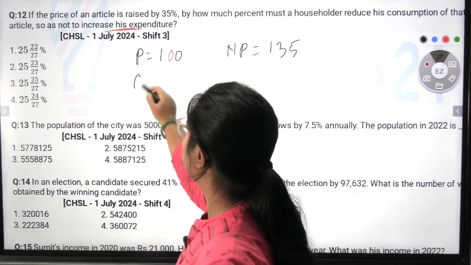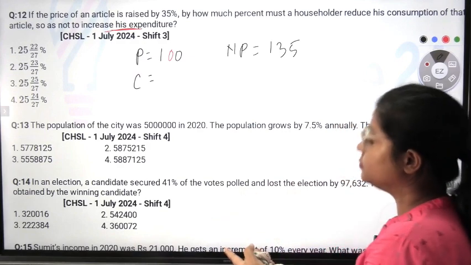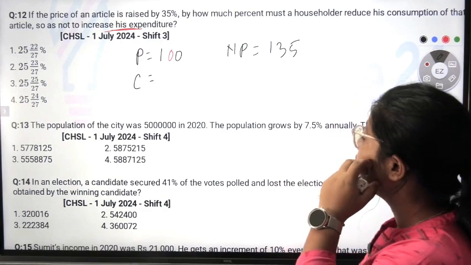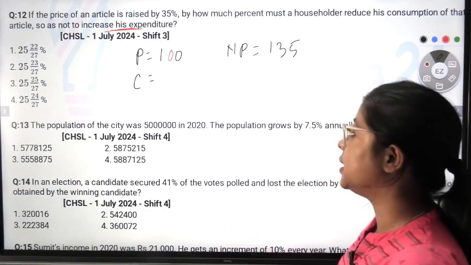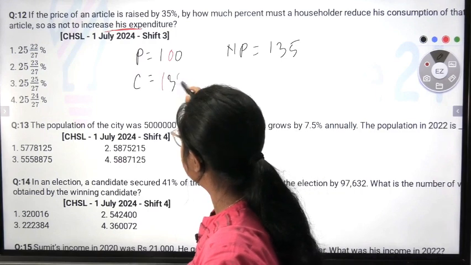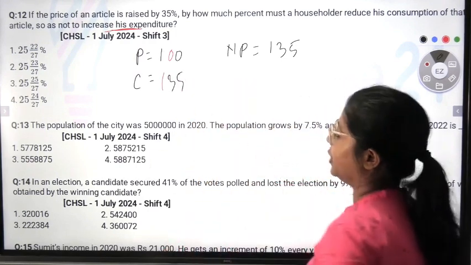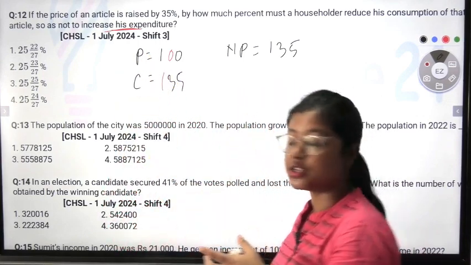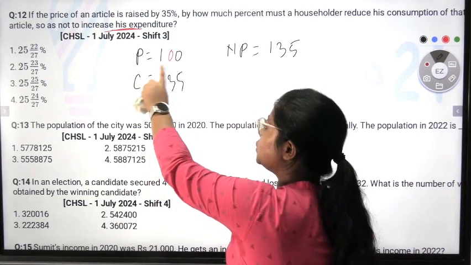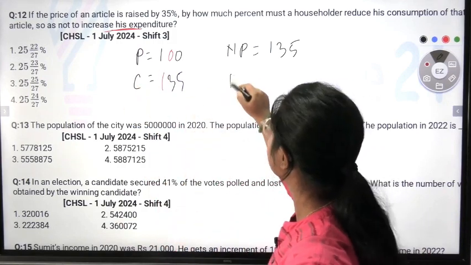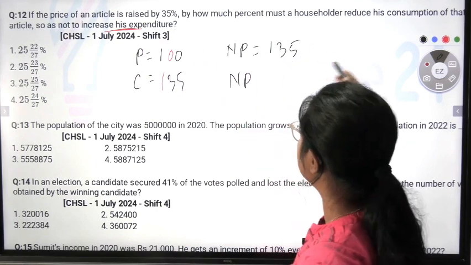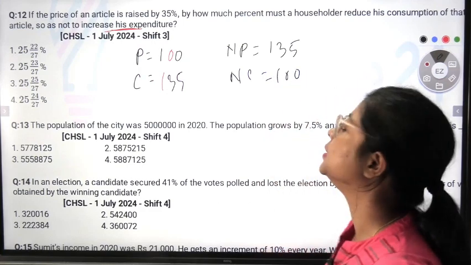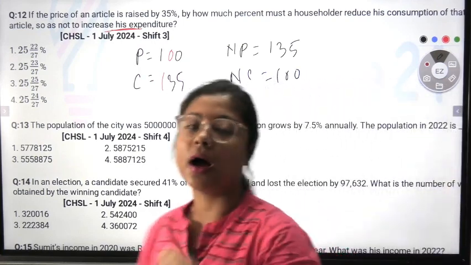Now since I have increased my price, I need to reduce my consumption, isn't it? So if I reduce my consumption and my expenditure should remain constant, that means my consumption before was 135 when my price was 100, because price and consumption are inversely proportional to each other. Now since my price increases from 100 to 135, my new consumption would be reduced from 135 to 100. So this is the basic concept to answer this question.